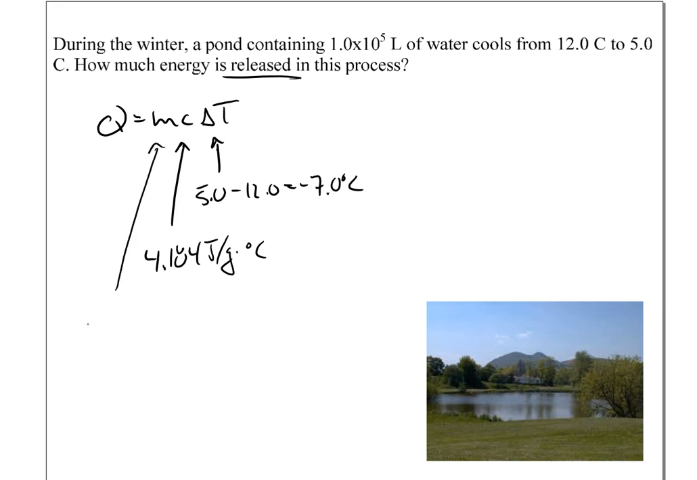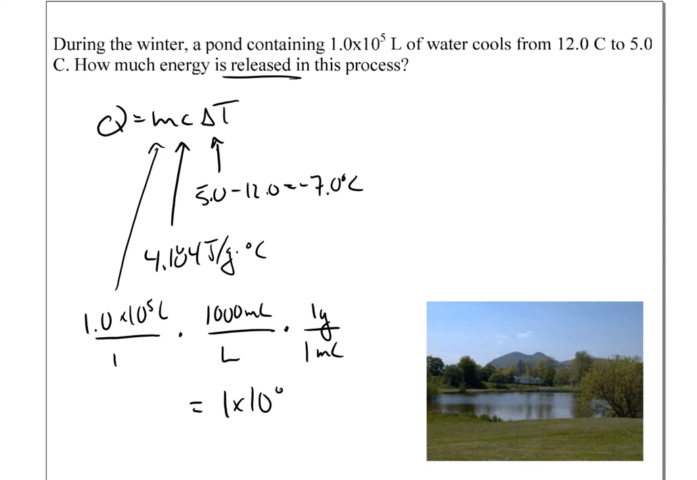What we do have is a volume, 1 times 10 to the 5th liters, which we could convert to milliliters, and then using a density, convert to grams. This gives us a value of 1 times 10 to the 8th grams.